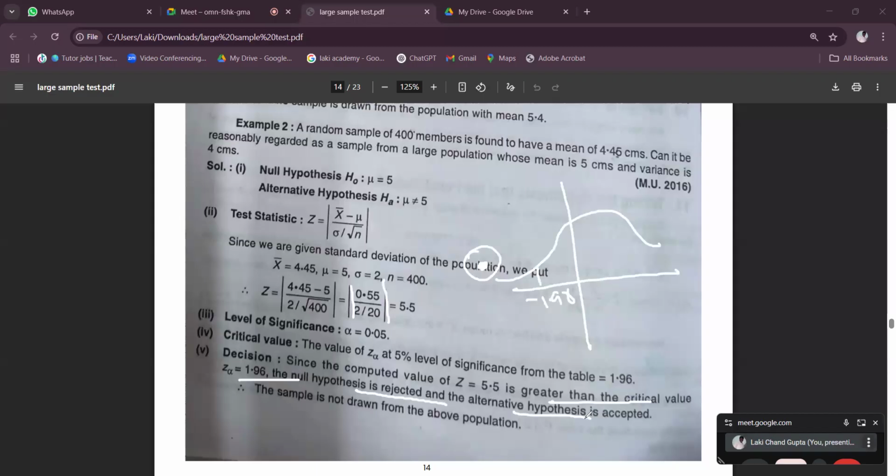Can you find the confidence interval of this? Take alpha equal to 5%. In the question it is not asked, but you can verify by finding the confidence interval. So find its confidence interval.